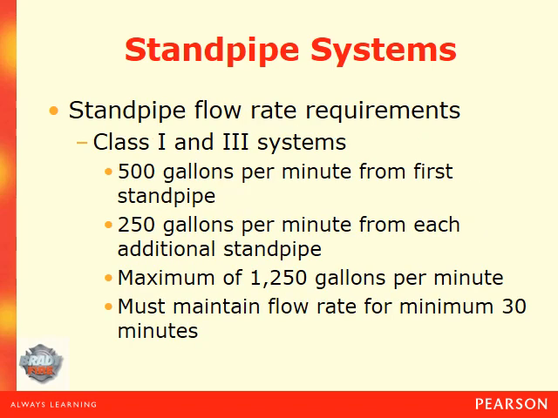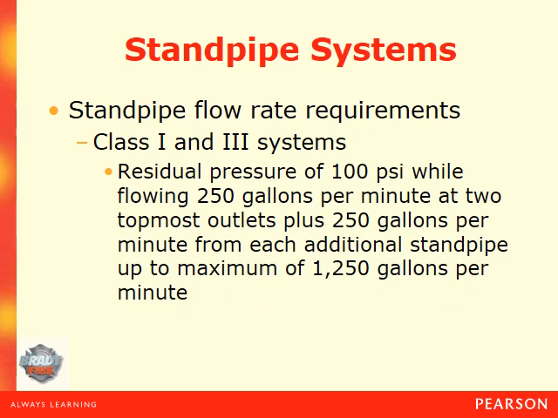So now let's look at the flow rate requirements from the Class 1 to the Class 3 system. 500 gallons per minute from the first standpipe and 250 gallons per minute from each additional standpipe, with a maximum of 1,250 gallons per minute, must be maintained at a flow rate for 30 minutes. Residual pressure of 100 psi while flowing 250 gallons per minute at the two topmost outlets, plus 250 gallons per minute from each additional standpipe up to a maximum of 1,250 gallons per minute.